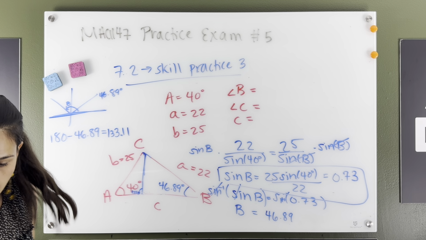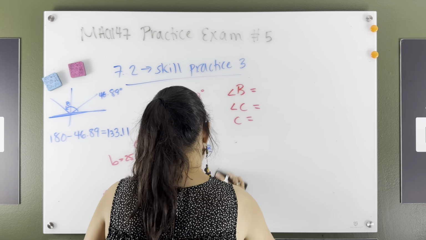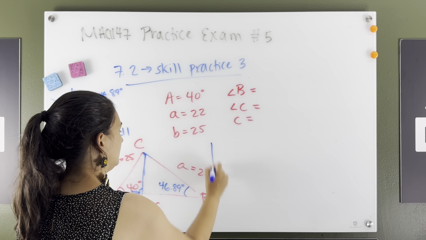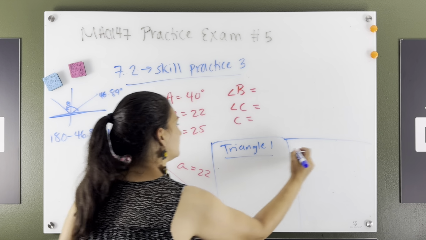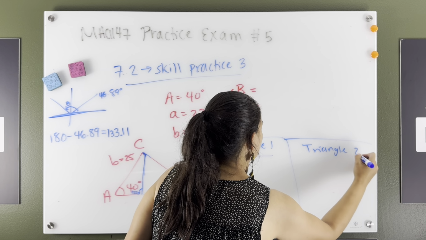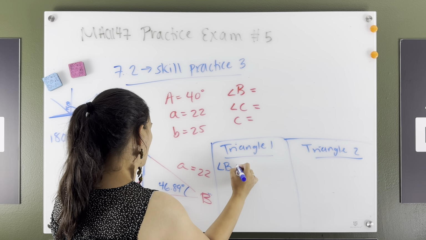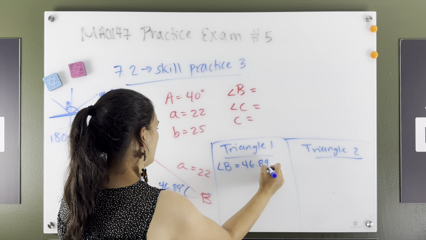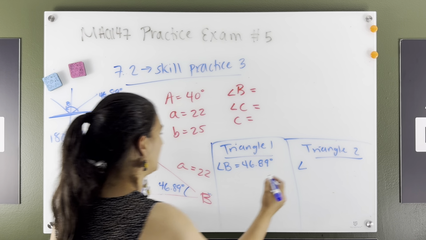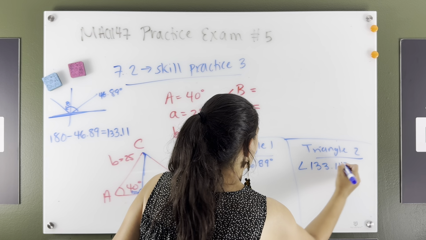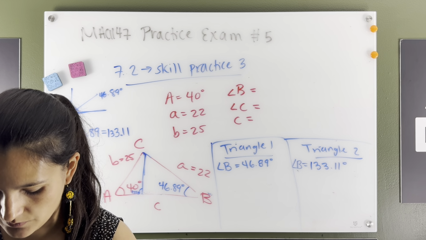Okay, so I have two possibilities, so let's go ahead and erase this and keep track of our two triangles. For triangle 1, we're getting that the angle B is 46.89. Or for triangle 2, which is the obtuse triangle, we're getting 133.11 degrees for B. Using that, we'll get the rest of the information that is required.